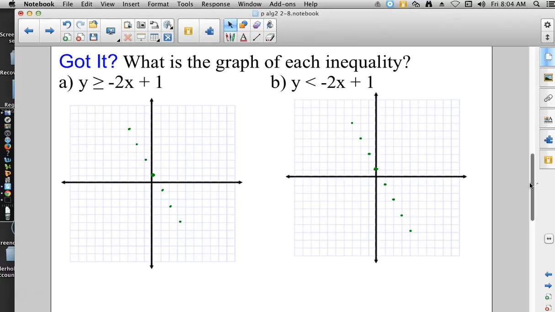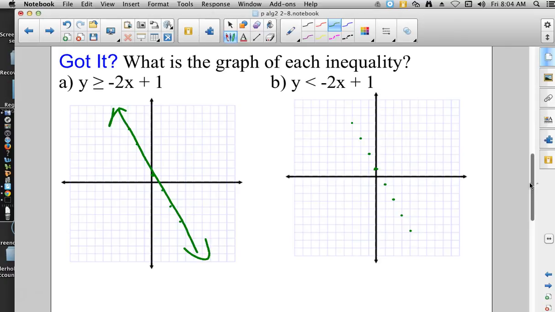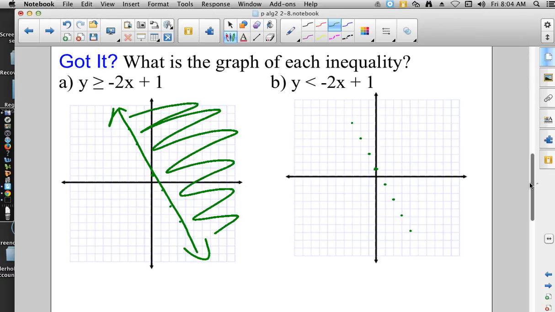Nick, what'd you do for this one? You do dashed or solid for this one? Solid. Solid? And then did you shade above the line or below the line? Everybody agree? Okay. Then this one, I guess I'll change colors at this point. Brock, what'd you do for this one? Dashed or solid? Did you shade above or below? Below?